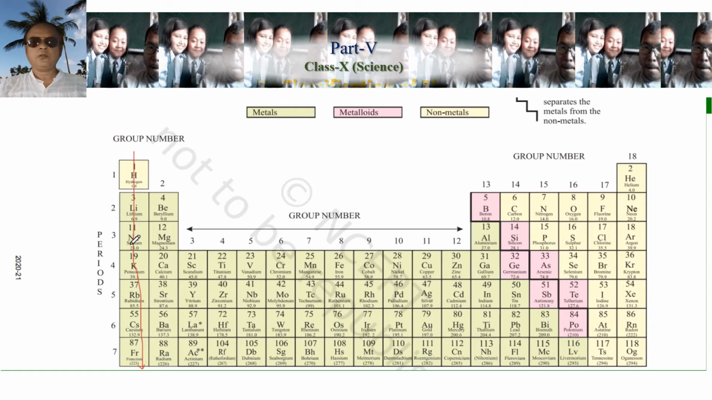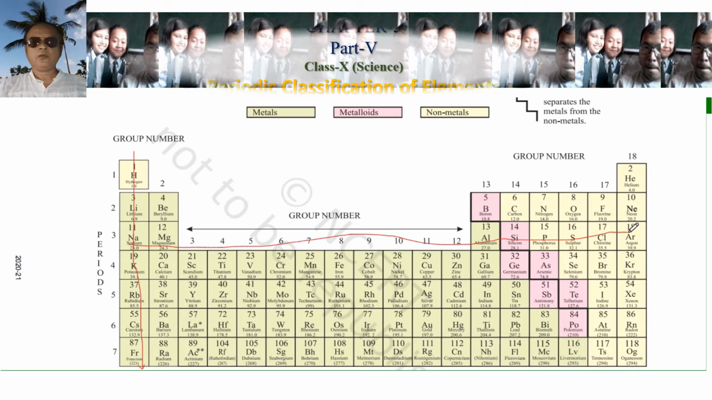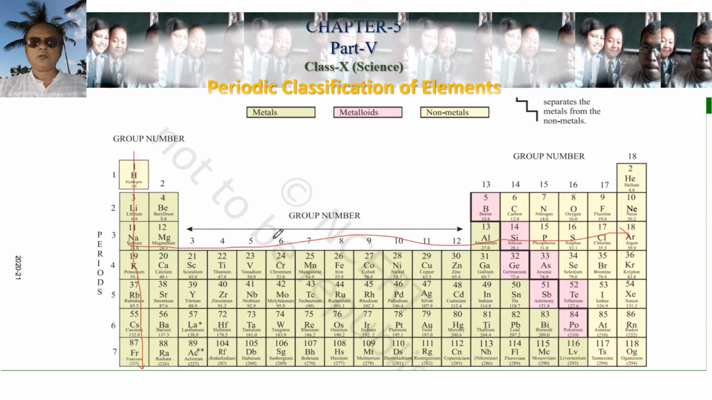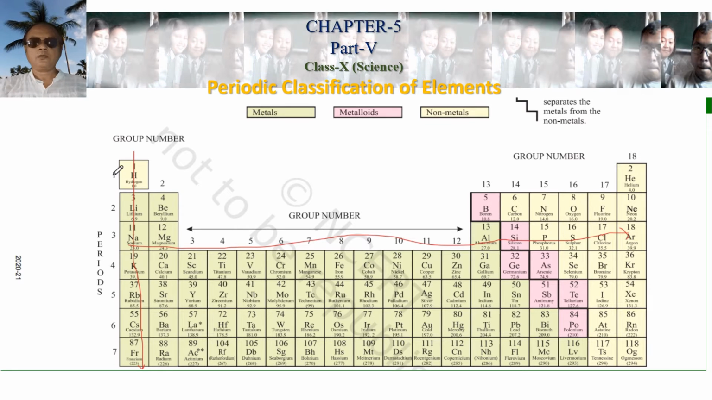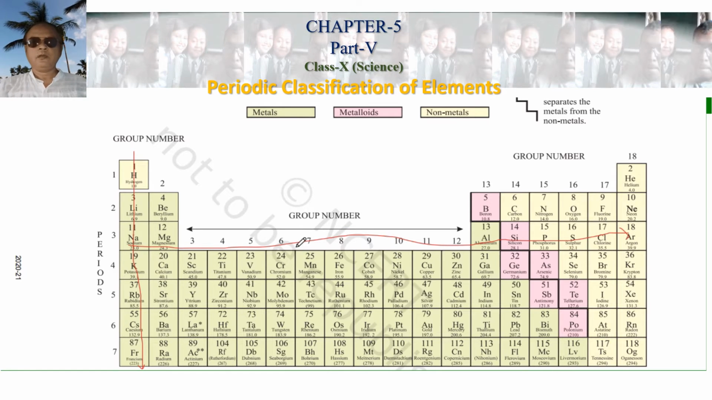When we go from left to right in a row, these rows are called periods in the modern periodic table. So how many periods are there? 1, 2, 3, 4, 5, 6, 7. There are 7 periods in the modern periodic table.